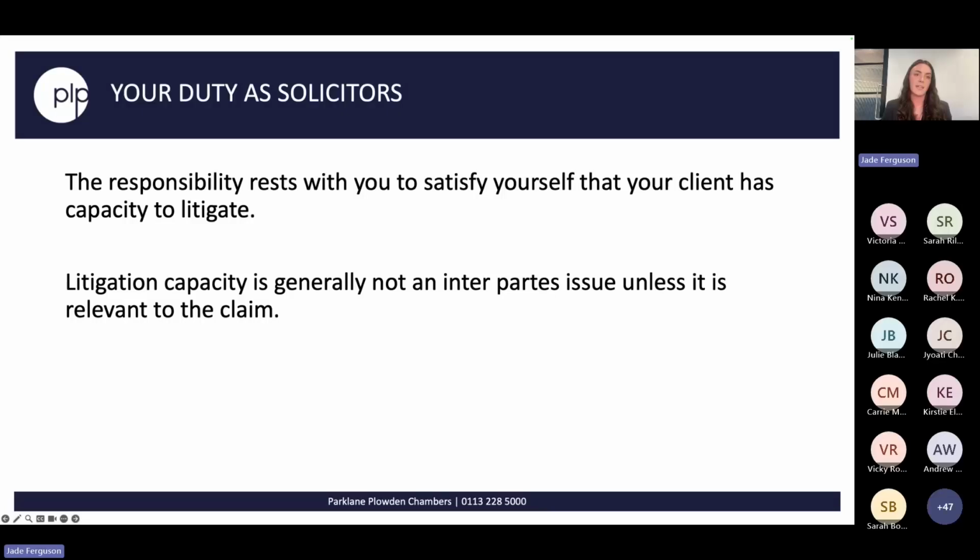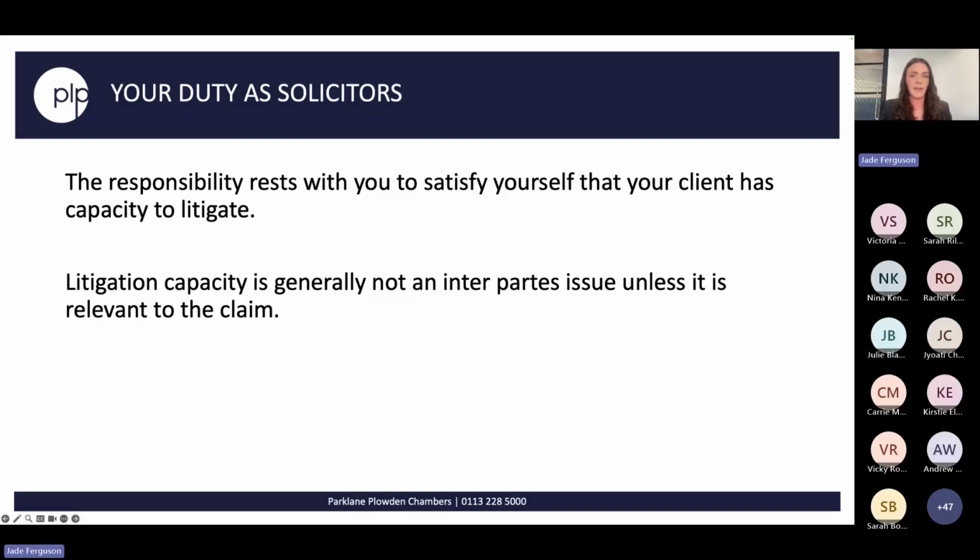Now, you've probably sat there thinking, well, what's my duty? What do I have to do in relation to litigation capacity? And I'm afraid to be the bearer of bad news, but it is for you as a legal representative to decide whether your client has capacity to instruct you. You must satisfy yourself about their capacity. It isn't something that can really be delegated. And frankly, you want to try and get to the bottom of that as soon as possible if you have any doubts, just to avoid any difficulties with the SRA.